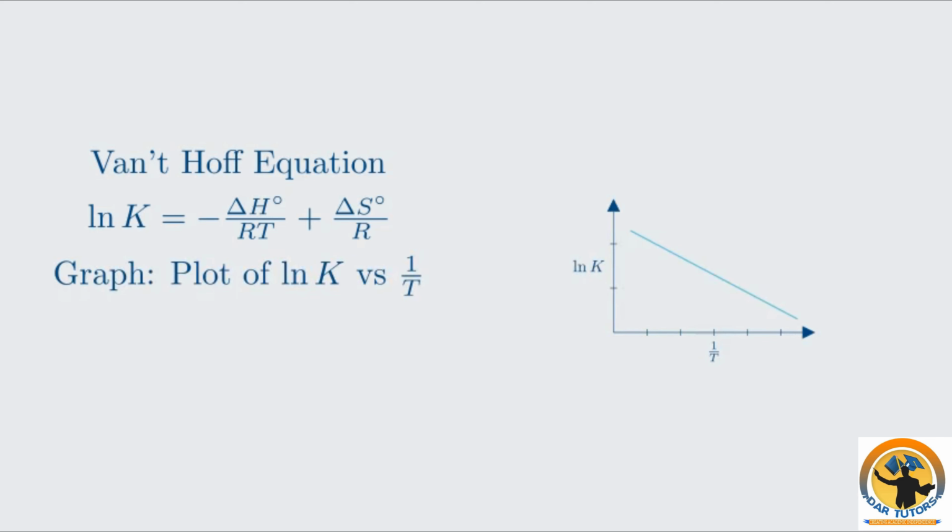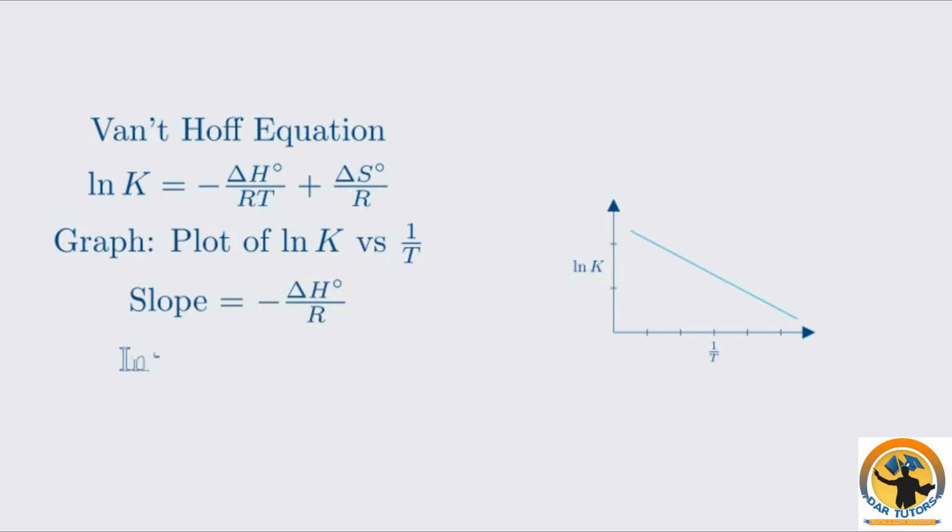If we plot the natural logarithm of K on the y-axis against the inverse of the absolute temperature, 1/T, on the x-axis, we get a straight line. The slope of this line is related to delta H naught. The slope is negative delta H naught divided by R. This means we can determine the enthalpy change of a reaction from equilibrium constant data at different temperatures. The equation also explains how K changes with temperature, which we saw earlier with Le Chatelier's principle.